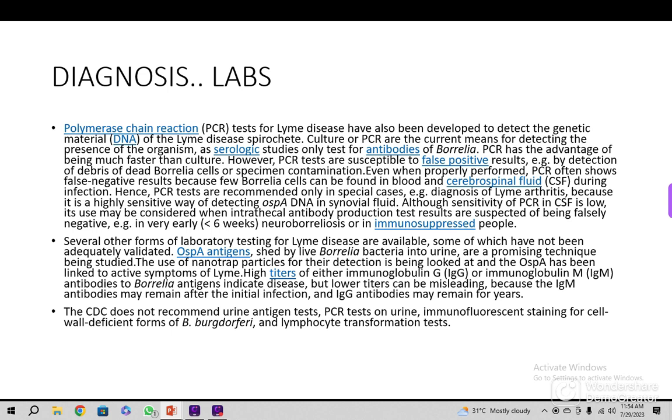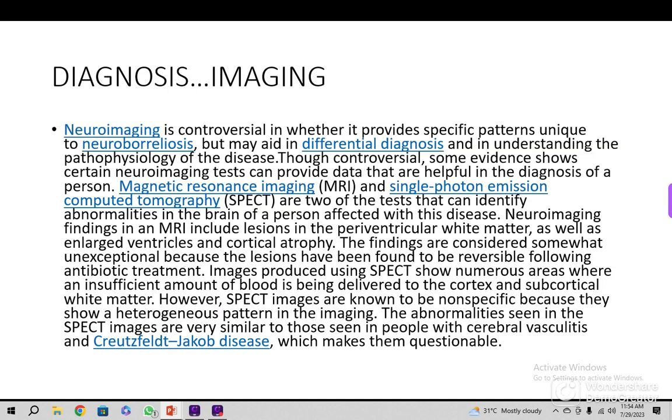It is a combination of the geographical data with clinical features and specifically doing the test for the organ involved. If the heart is involved, you do cardiac tests; if the brain is involved, you go to CSF examination, etc. They rely on this for the diagnosis. Imaging is helpful if there is confusion and you are suspecting lymphocytic meningitis or focal involvement of the brain. MRI and single photon emission computed tomography are the two tests that can identify abnormalities in the brain of the person affected with the disease.